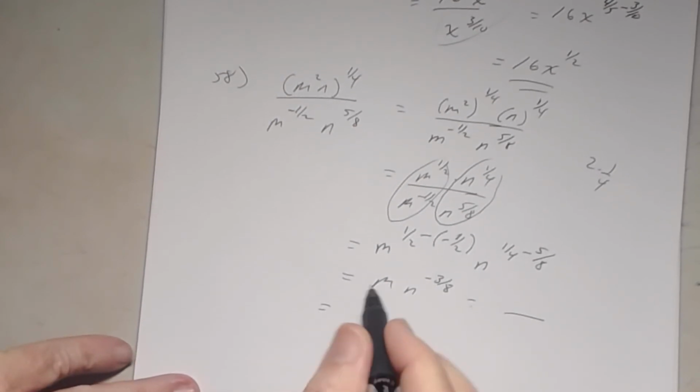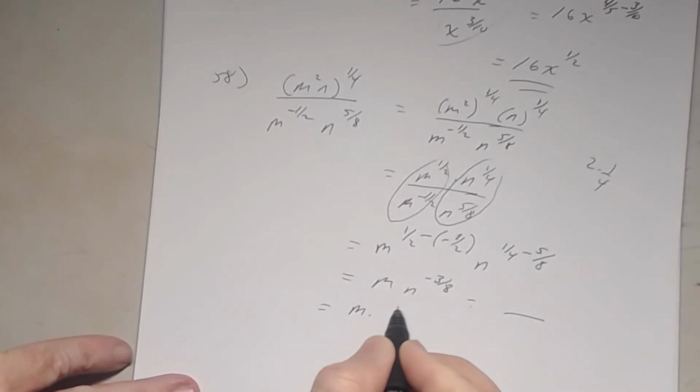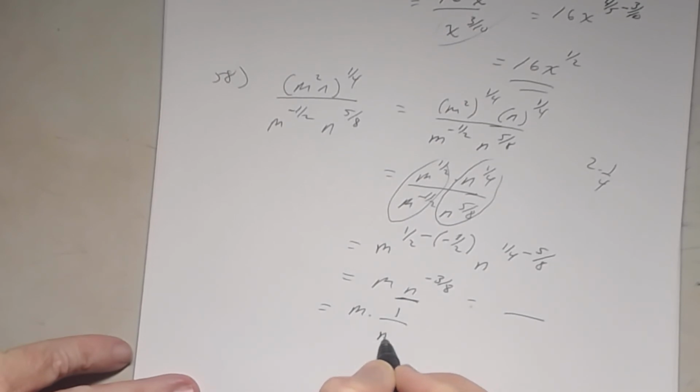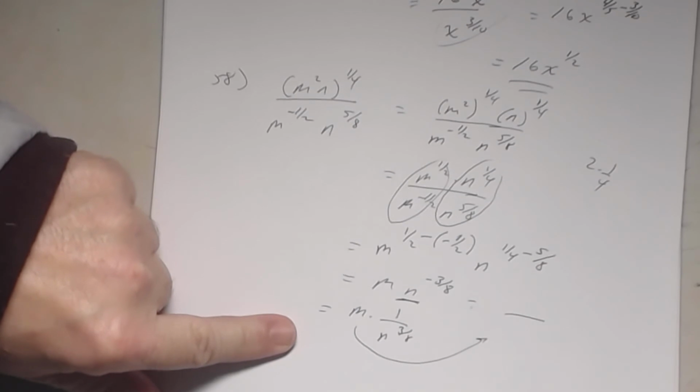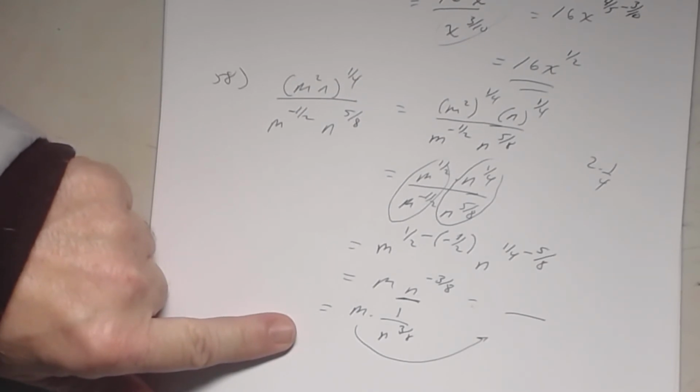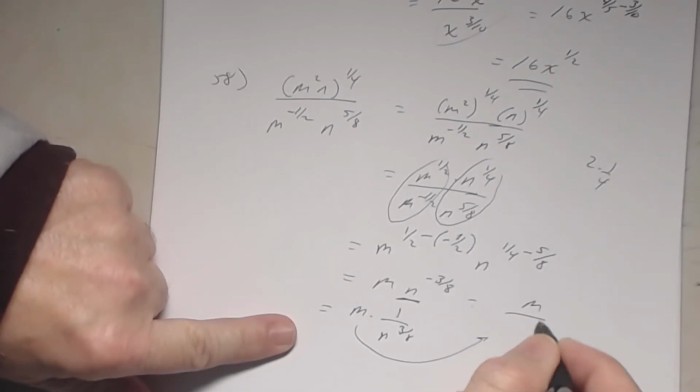You got to write your answer as one fraction now. So what he's doing is this, I'm assuming. He's saying that's m times, and then this becomes 1 over n to the 3/8. But don't leave your answer like that. Your answer has to be written as one fraction. What's the numerator? m, over n to the 3/8.